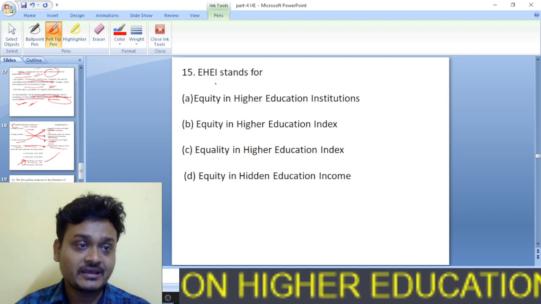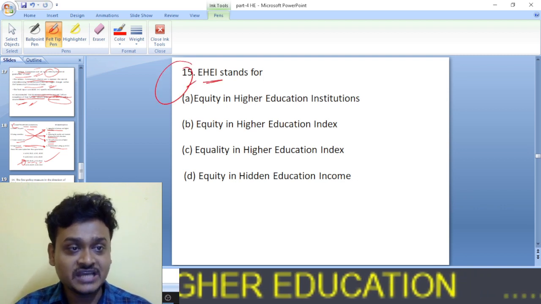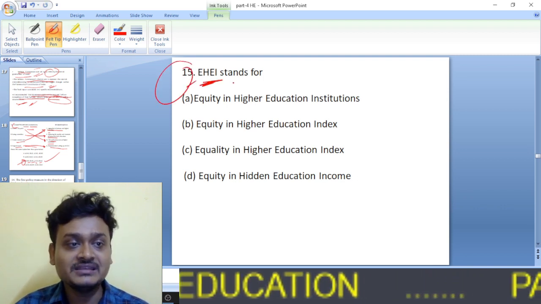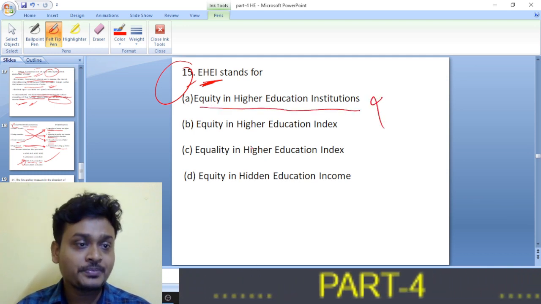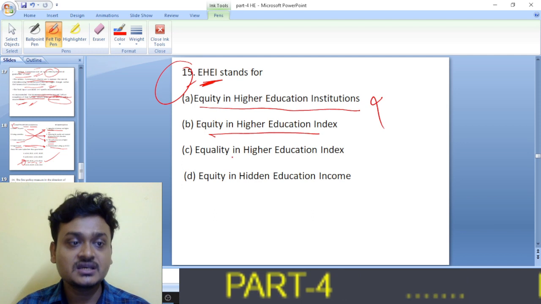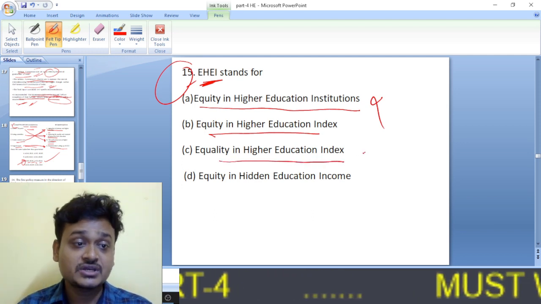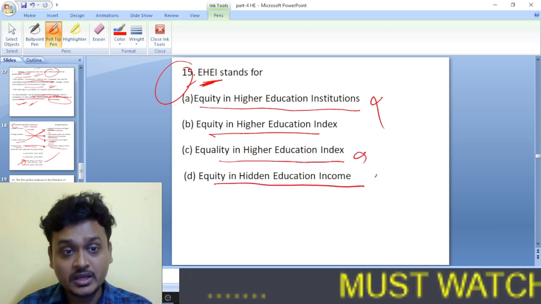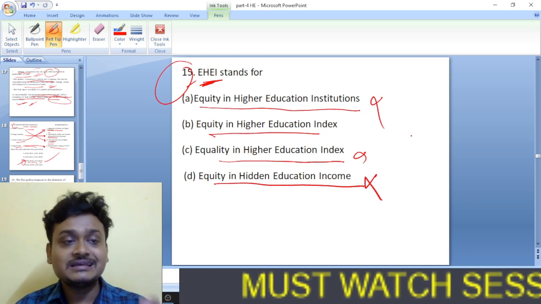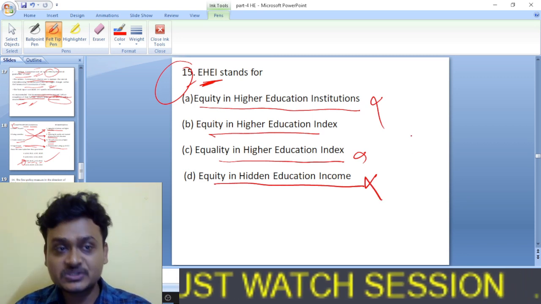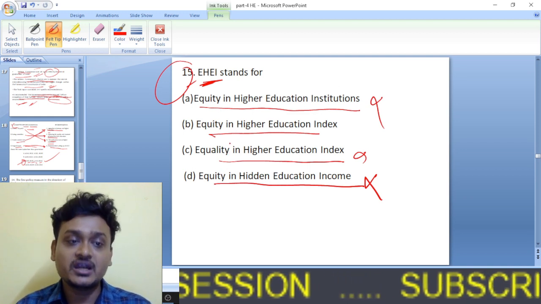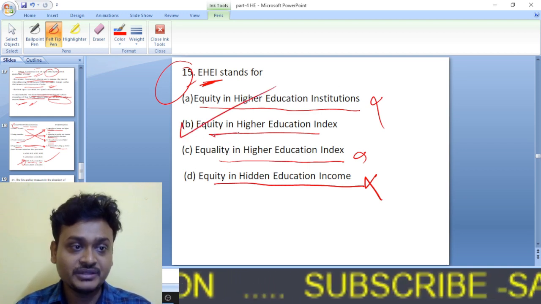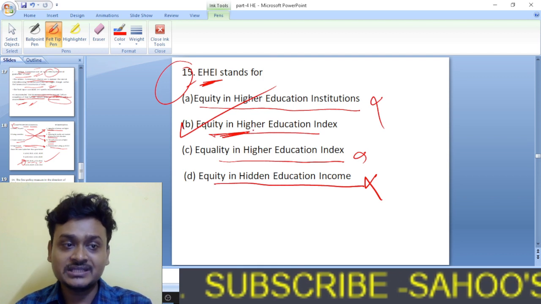Moving on to question number 15, EHEI. What is the full form of EHEI? Equity in Higher Education Institutions? No. Equity in Higher Education Index? Equality in Higher Education Index? Equity in Hidden Education Income? No. So here, the full form of EHEI is Equity in Higher Education Index. So B is the right option.